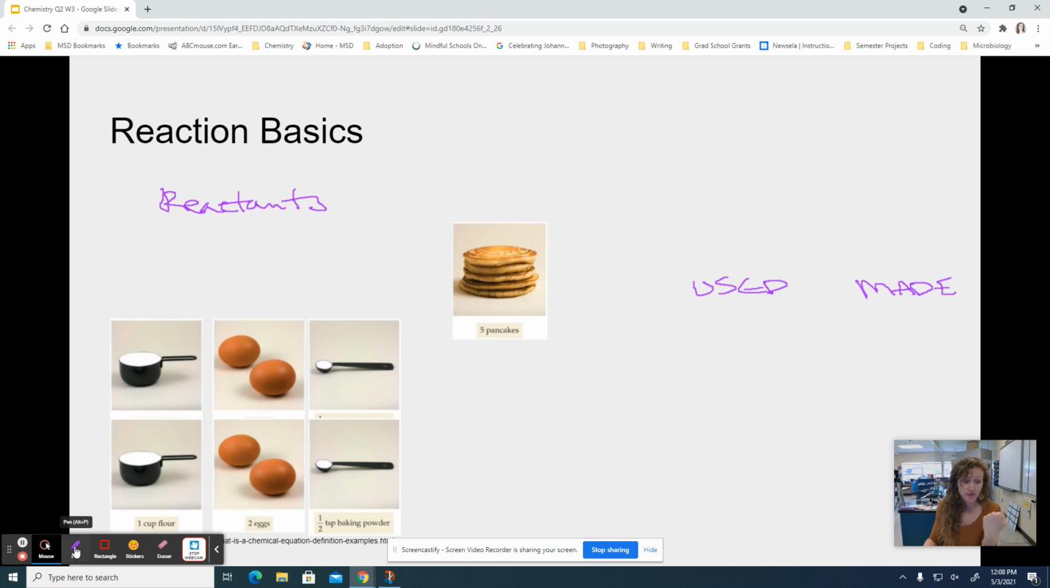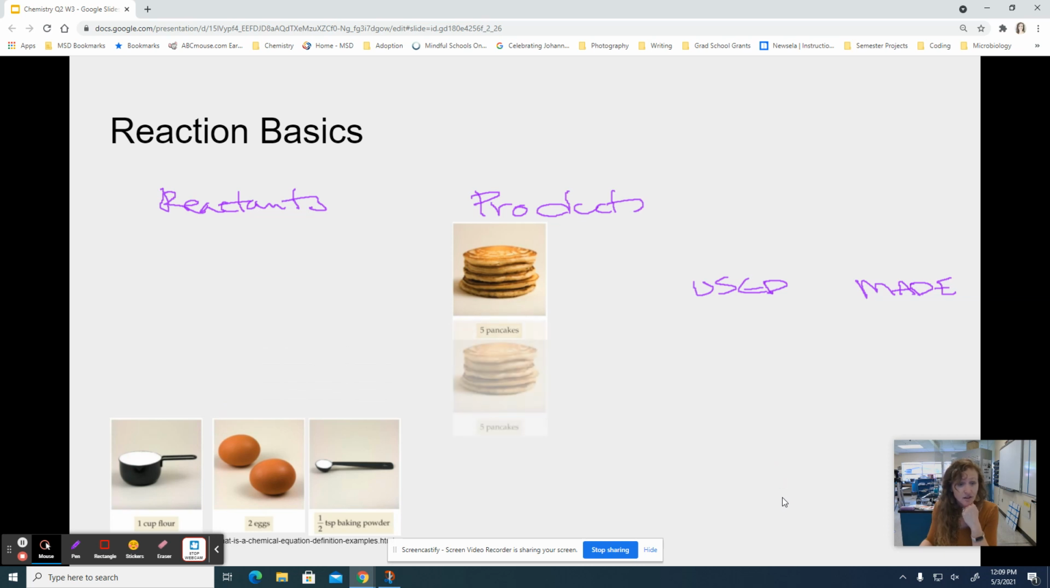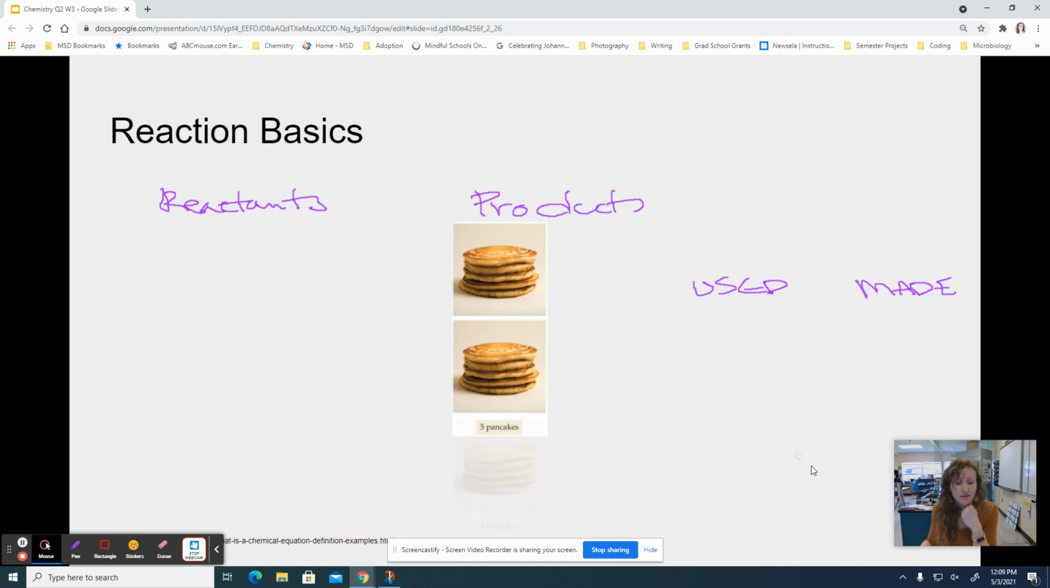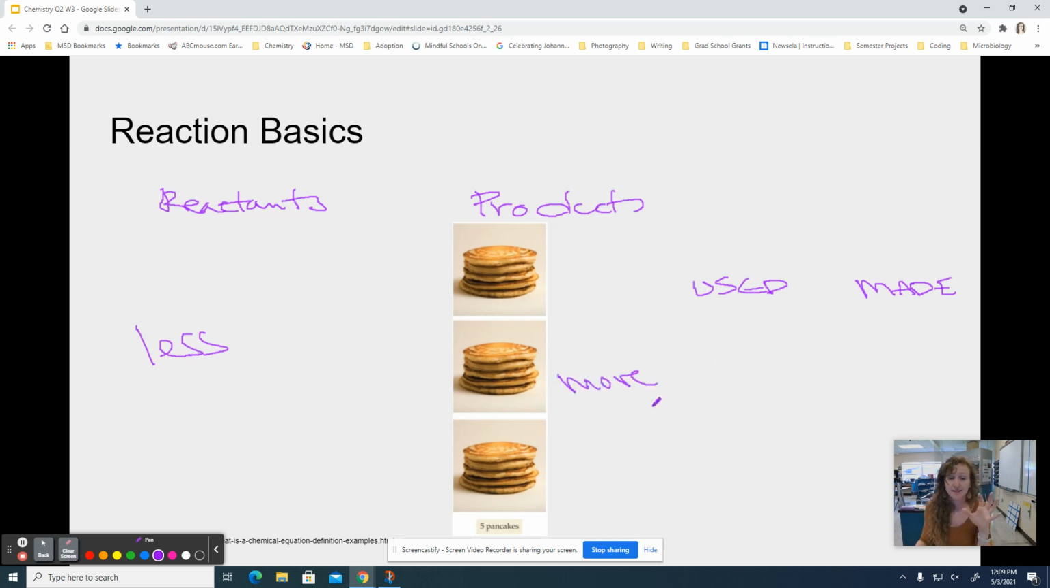Reactants are used, products are made. So in the end of a reaction, we are going to have less reactants. We are going to have more products. The same atoms are still present, but they are rearranged into something different. New bonds have been formed. We have something different now.